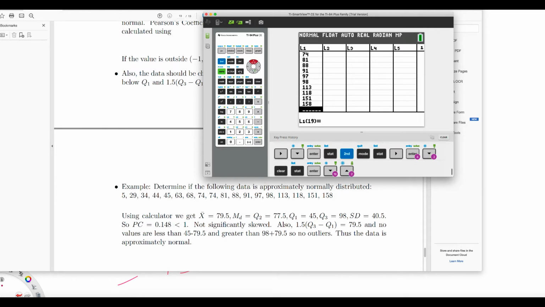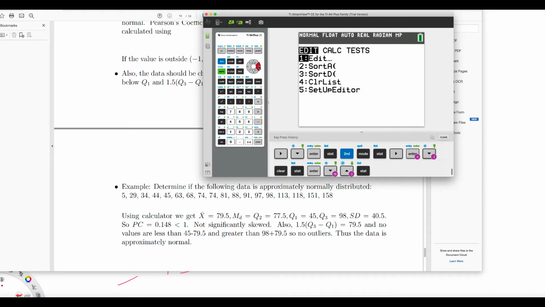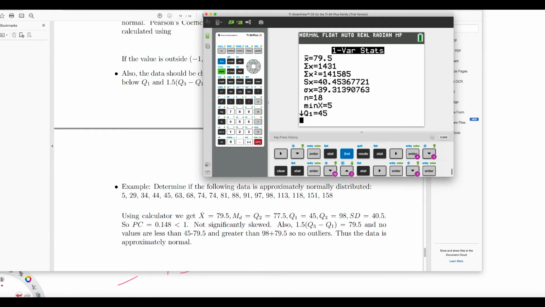After you enter the data, go to stat, then calc, and 1-Var Stats, and hit enter. The list means the data is in L1. If you enter the data in L2, you should pick L2. How do I pick L2? You just do second and then 2 for L2. Since all the data are entered in L1, I just list L1. For the frequency list, there is no frequency, so I don't pick anything, and calculate. Hit enter. You get x bar is 79.5.